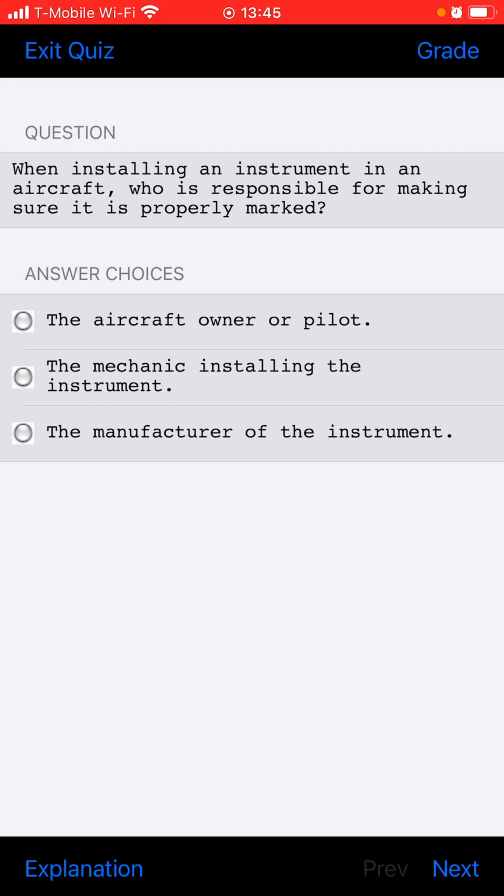Are thermal switches wired in series or in parallel with each other? Thermal switches are wired in parallel.